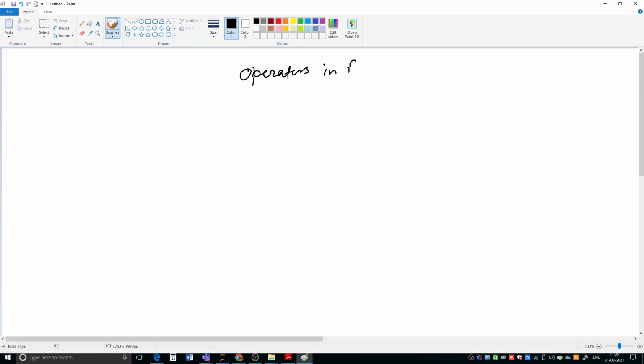Operators in Python. A very important thing that you have to understand. As you are a mathematics student, you are aware of different types of operators. But here you will get some new operators also, in addition to those operators. First, let us discuss arithmetic operators.